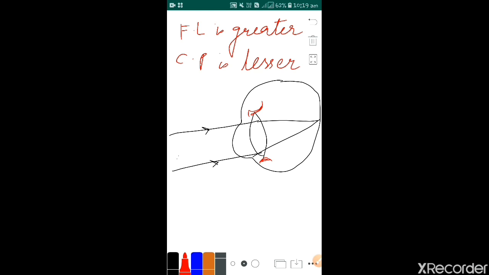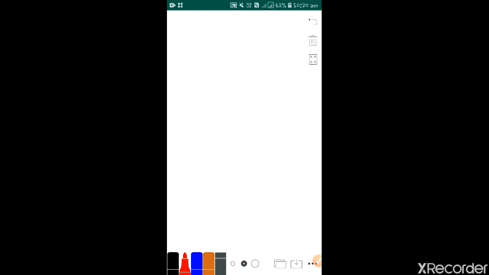Repeating again, when the objects are placed at a distance from the eyes, the focal length is greater and the converging power is lesser. What is this greater focal length? That is, the distance between the optical center and the focus is greater because our lenses are relaxed that time. The ciliary muscles are relaxed that time, so the light is being focused on the retina directly. Okay, this was about the objects at distance.